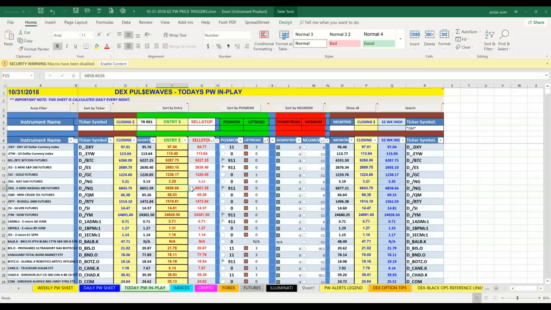So let me explain this to you, why this is what it is. The reason this is what it is because I use what is called volatility stops. Volatility stops widen and narrow with the market. In times of high extreme volatility, you're going to see the range between these two prices widen.